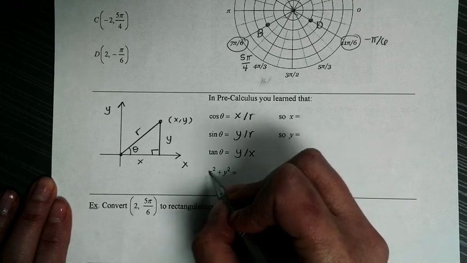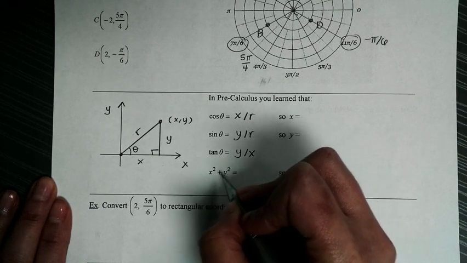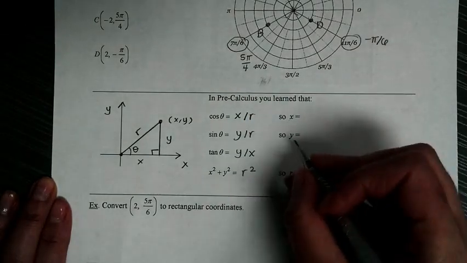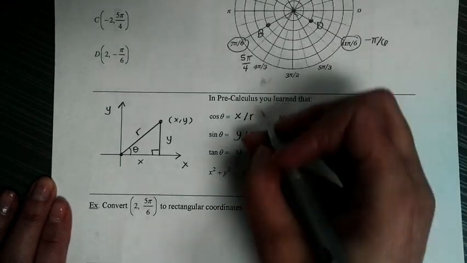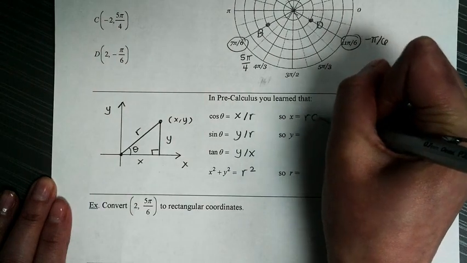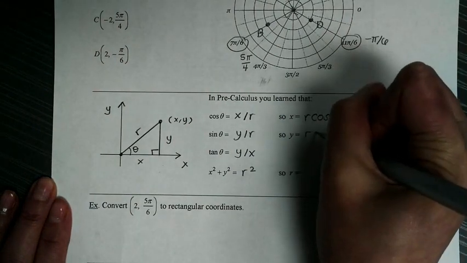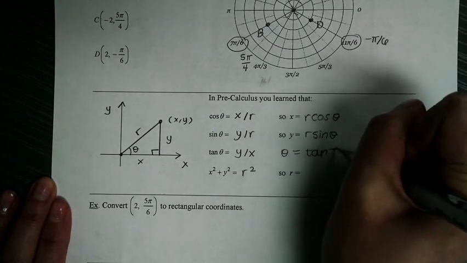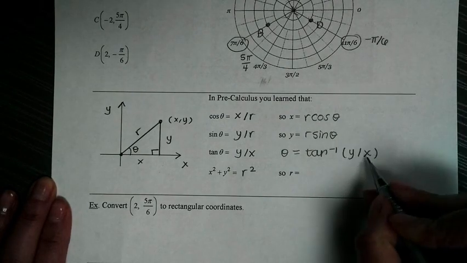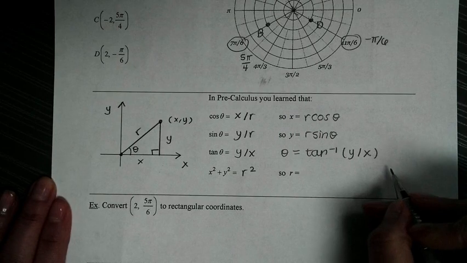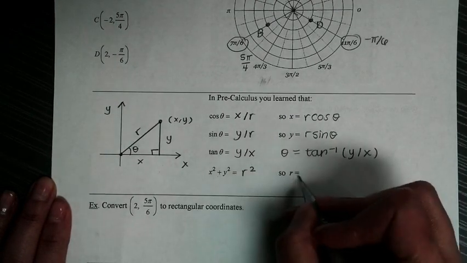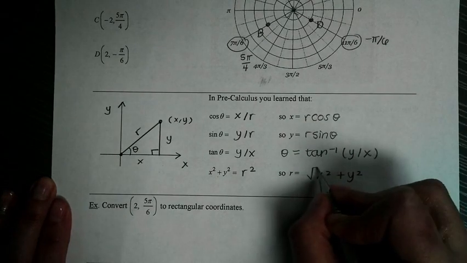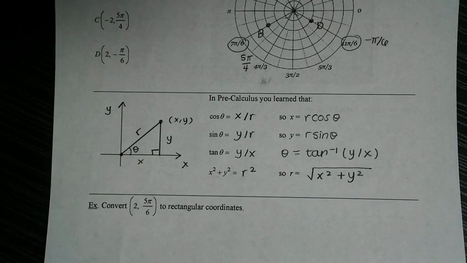Also in middle school and geometry, you learn about the Pythagorean theorem. You know that x squared plus y squared is equal to the hypotenuse squared, which in this case is r squared. Therefore, in pre-calculus, you learn that x is equal to r cos theta, and y is equal to r sin theta. In the same way, theta is equal to tangent inverse of y over x, always respecting the restrictions of the tangent inverse, which are quadrants 1 and 4. And r is the positive square root of x squared plus y squared.